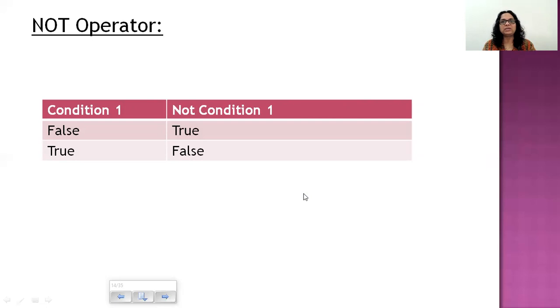What does this mean? Let's say raining is a condition, which means there is rain. But not raining means what? It's the opposite of raining. The same thing happens with not. When you write a condition and you write not before it, it means anything other than the specified condition. Clear? You will learn it a little more when we actually start writing examples.